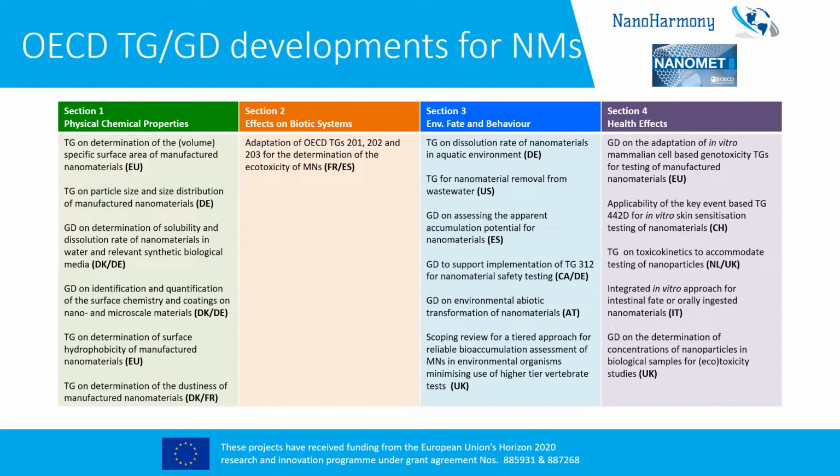Nevertheless, much more work is needed in OECD to come up with guidelines that can be used for nanomaterials. And these are in the different sections that OECD distinguishes. On the one hand, physical chemical properties, further effects on biotic systems, environmental fate and behavior, and health effects.